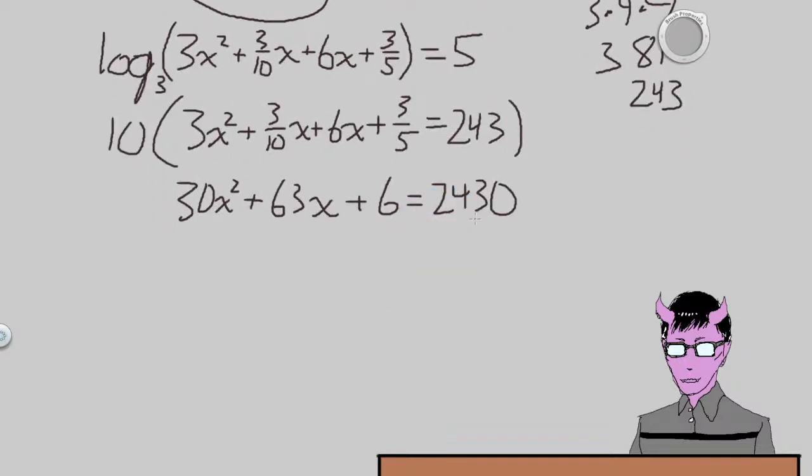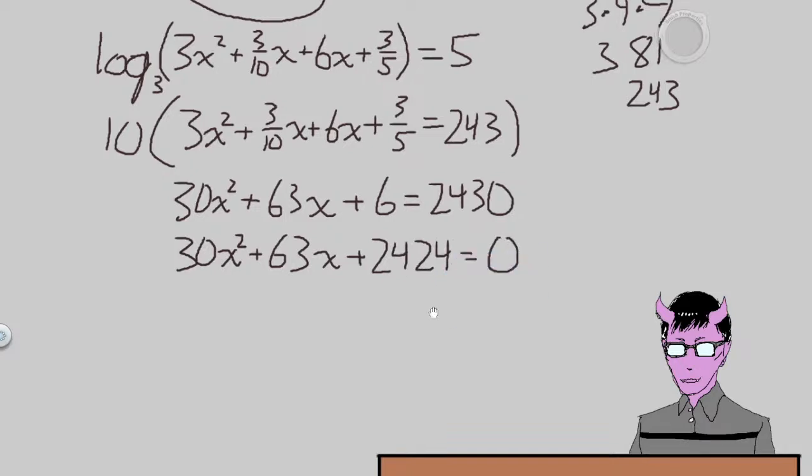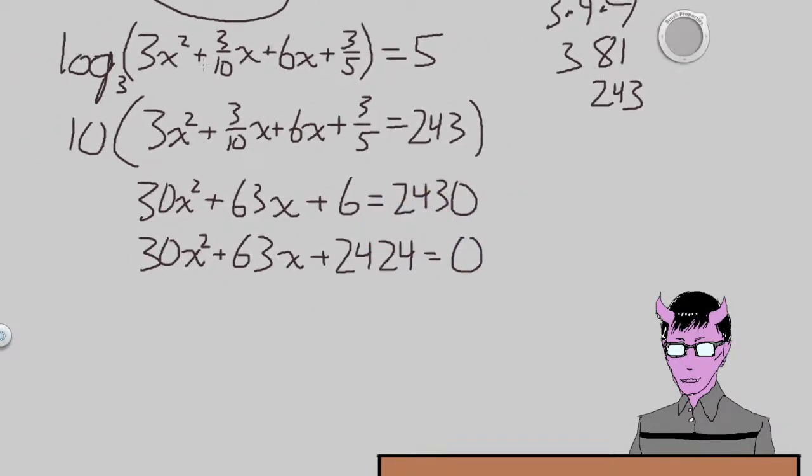Okay, I'm not sure if that's the best idea, but let's move this over to the other side. I hope this works out. I don't know, I'm kind of wary about the numbers, so it's going to be 24, 24. That's weird. Oh, almost screwed up. It's a negative because we're subtracting 2,430 from both sides. Very sloppy. Don't be like me.